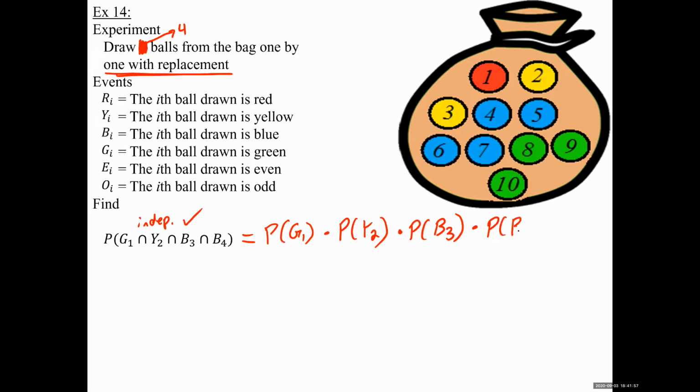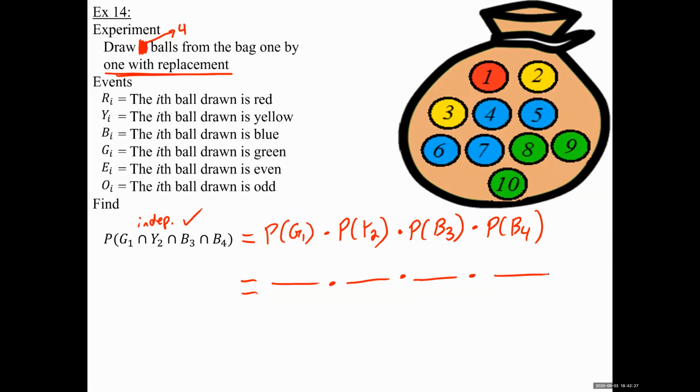So instead of it just being probability of the first times probability of the second, with 4 events it's probability of the first times the second times the third times the fourth. If you had 7 events in there, it'd be probability of the first times the second times the third times the fourth times the fifth times the sixth times the seventh. So you just take the probability of each one and multiply them all together. That's just extending the formula when you have more than 2 events.